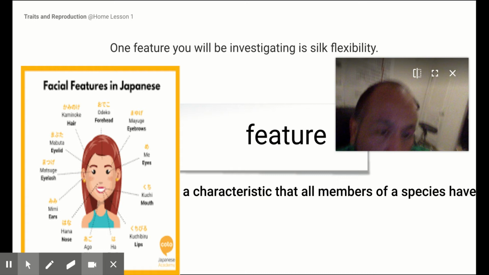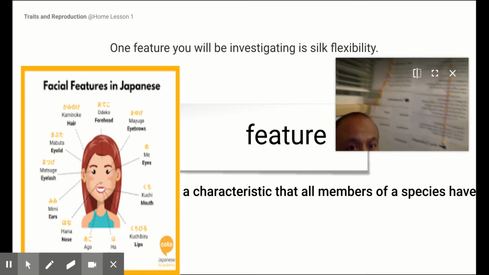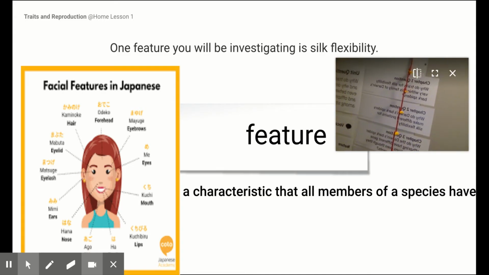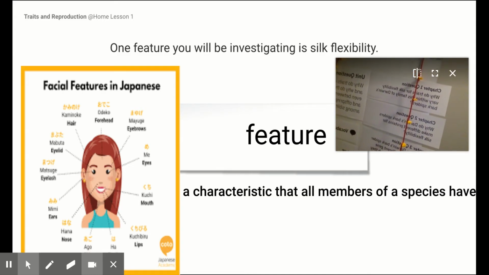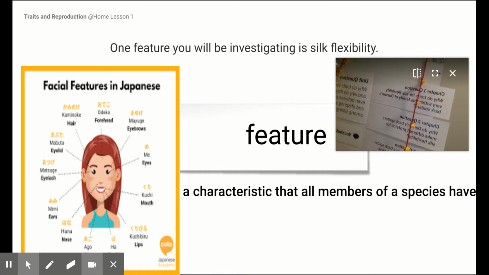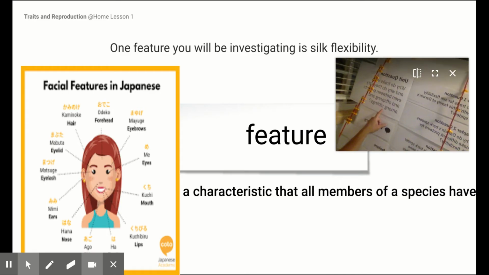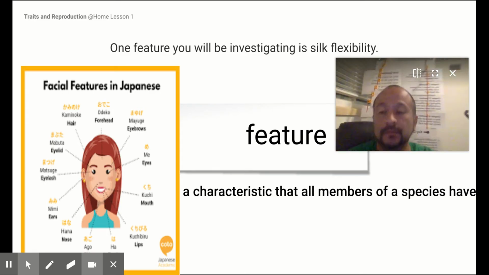Okay, and something that Mr. Lopez didn't go over was the chapter 1 question, which is right there. Why do traits for silk flexibility vary within this family of Darwin's bark spiders? And we have our unit question as well.